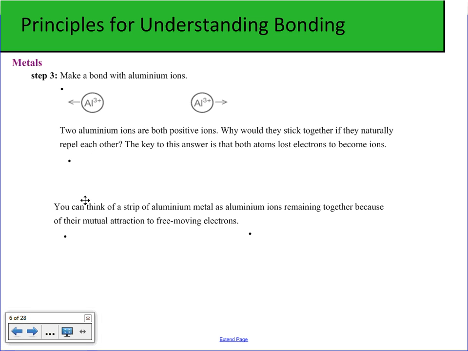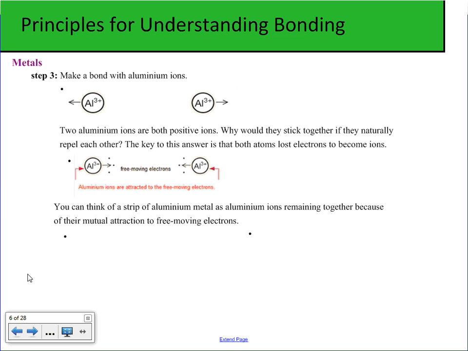Well, as I put them closer together, they're going to repel each other since they both have positive charges. Now, 2 aluminum ions are both positive ions, so why would they stick together if they naturally repel each other? Well, the key to this is that both atoms lost electrons to become ions. So, aluminum ions are attracted to the free-moving electrons which are in between them.